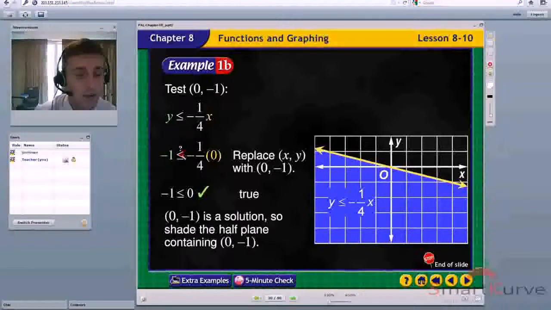Is negative 1 less than or equal to negative 1/4? Yes, so we know it is true. 0, negative 1 is a solution, so shade the half plane containing 0, negative 1. Right here, we shaded this portion.